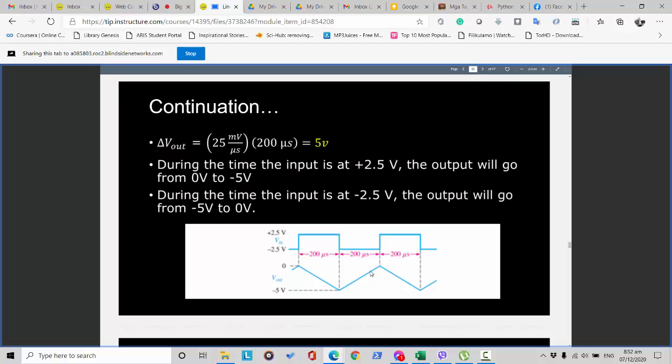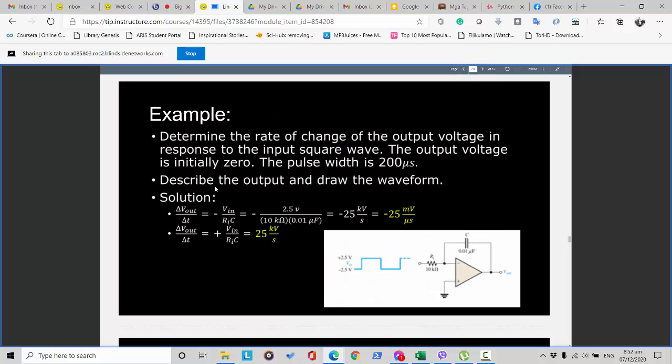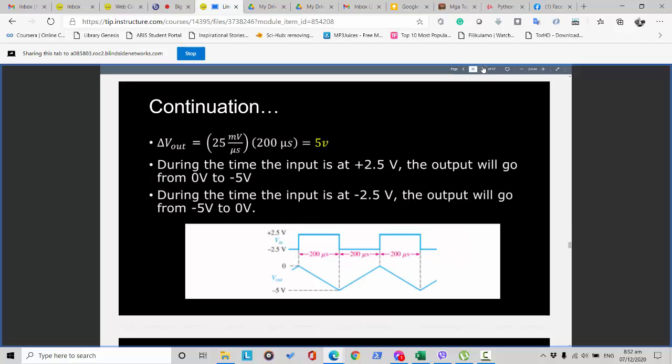So to illustrate that, this will be the illustration, because here we are asked to describe the output and we are asked to draw the waveform. So this is the waveform of the rate of change.